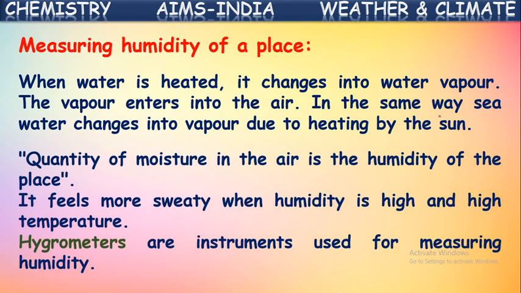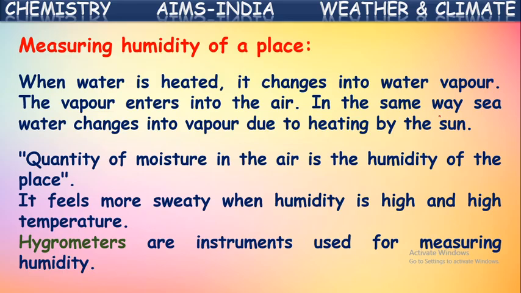The quantity of moisture in the air is the humidity of the place. Actually, humidity is defined as the quantity of water vapor present in the air, or the quantity of moisture present in a particular area. It's called humidity. It feels more sweaty when humidity is high. When more water vapor is present in the atmosphere, we feel more sweaty. This occurs naturally at high temperatures.